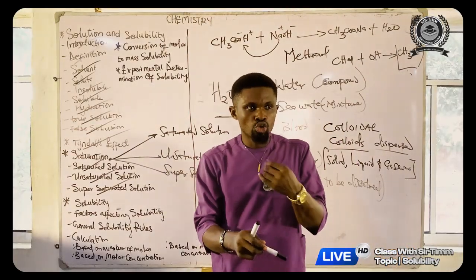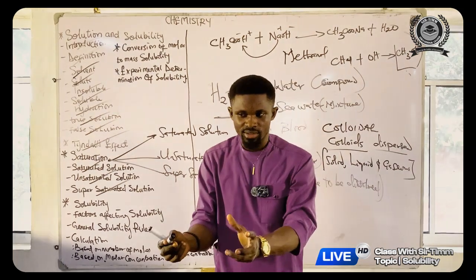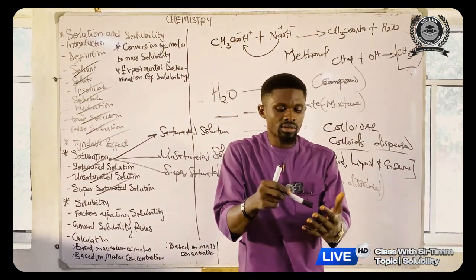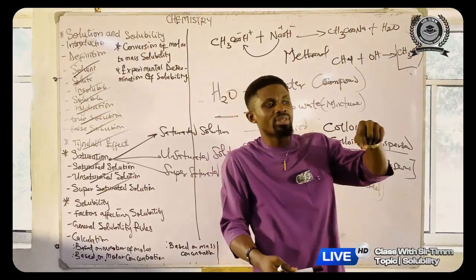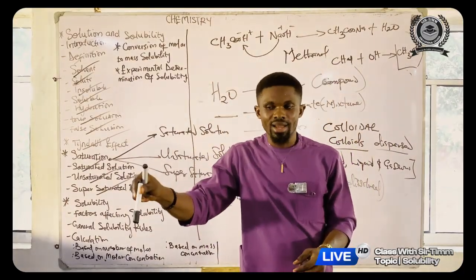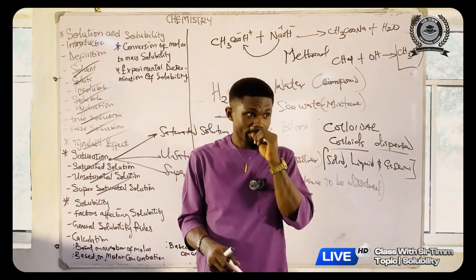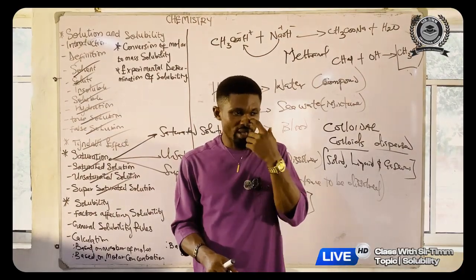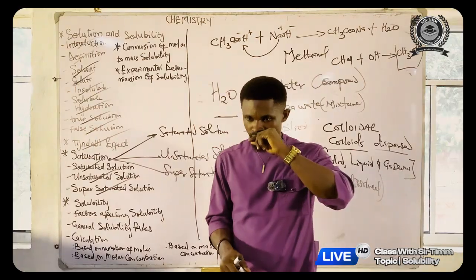So, for us to calculate the solubility of a substance, let's take the sugar as a salt. The reason for us to be able to calculate the solubility of that sugar in the water is that we have to make the volume of water a standard. Am I communicating? That's why you have a standard solution, isn't it? When you have a standard solution, we are talking about a solution whose concentration is known.